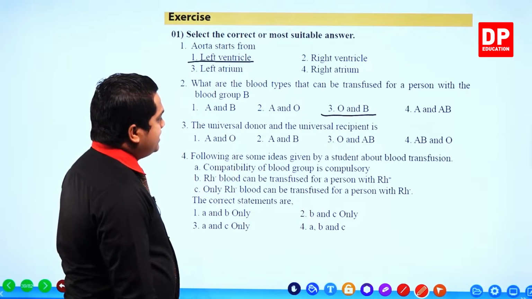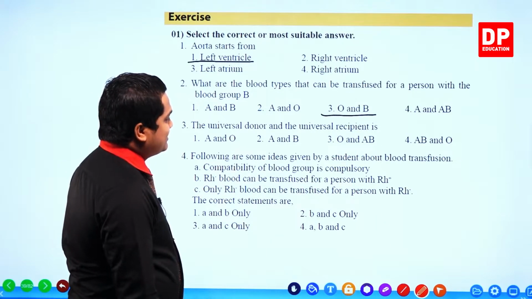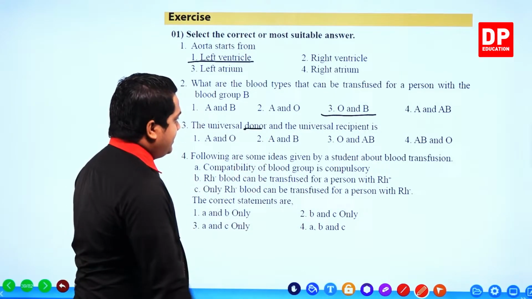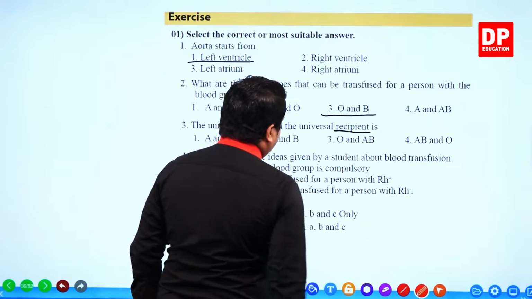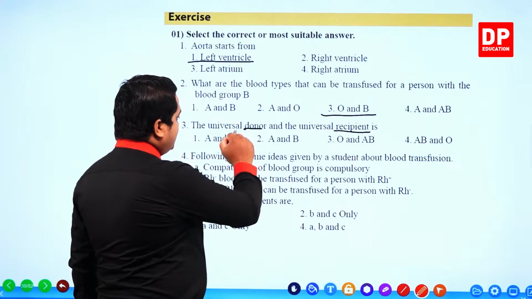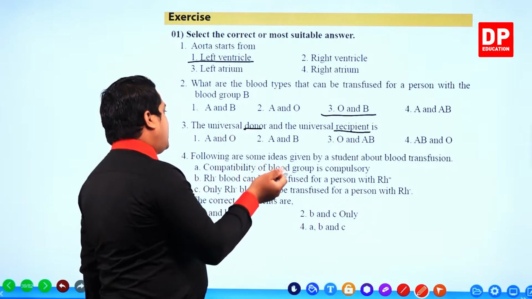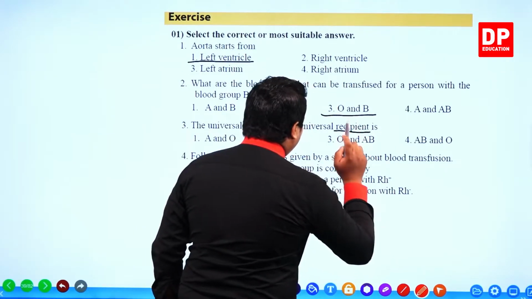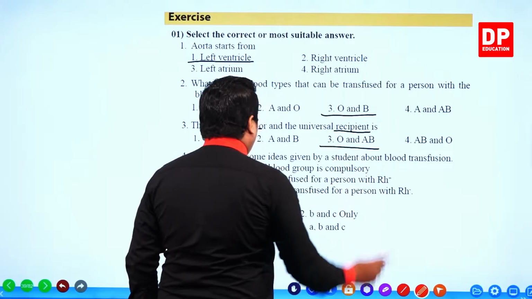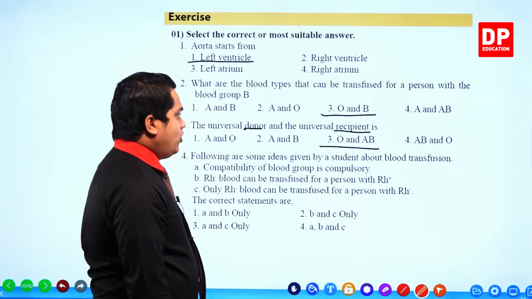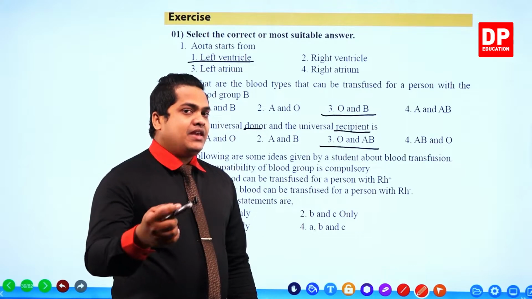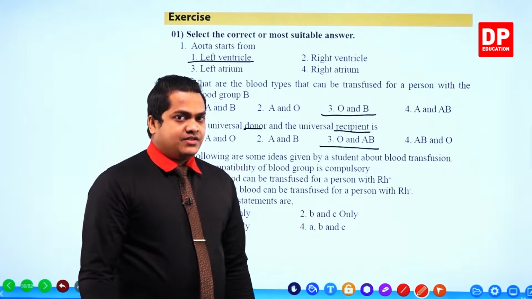The universal donor and the universal recipient. So first of all the donor and the next the recipient. So the universal donor which can donate blood to anyone is O and the recipient is AB. So O and AB. O is the universal donor. AB is the universal recipient.